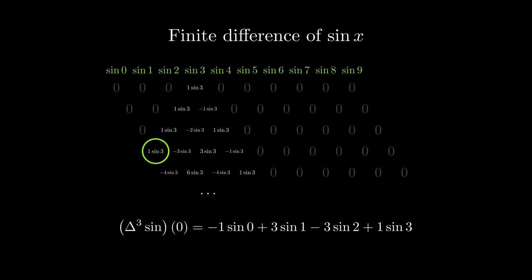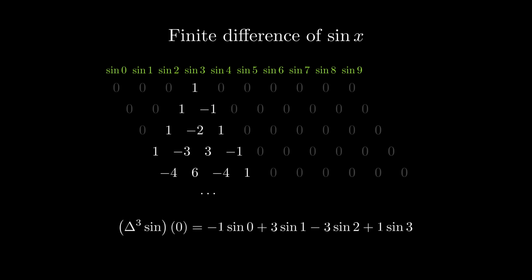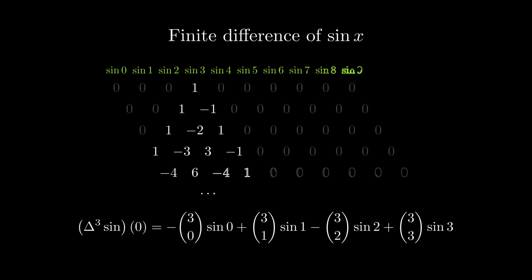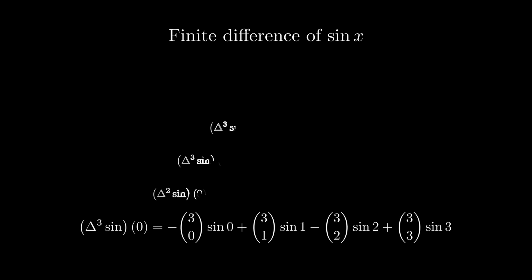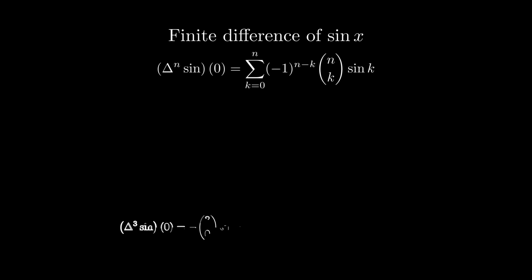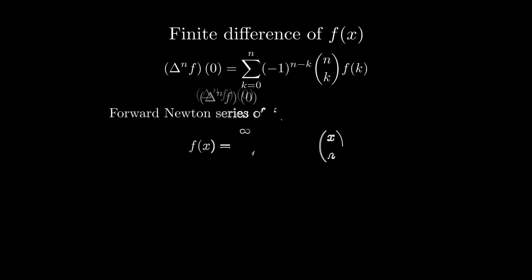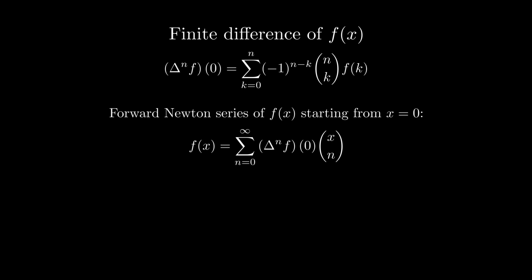Notice that the structure that forms when we seed the top row with a 1 is the dark side of Pascal's triangle, so we can actually generalize these numbers. Now the true values of the diagonal are exposed, and we can write their exact form in terms of the function. Here is what they look like for sine of x, and in general for an arbitrary function f of x. So now if we plug these into the Gregory-Newton formula, we have that the general form of our forward Newton series would be this.